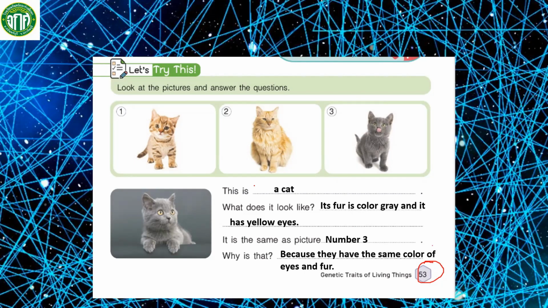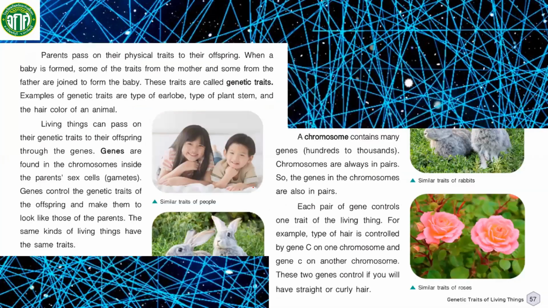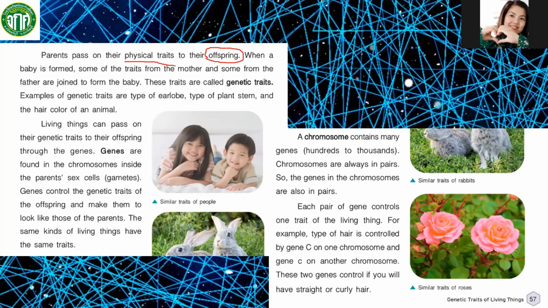If you're all finished, let's move on to page 57. Parents pass on their physical traits to their offspring. Who are the offspring? These are the children, their babies. When we say physical traits, these are the physical looks of their parents. They will pass it to their offspring.